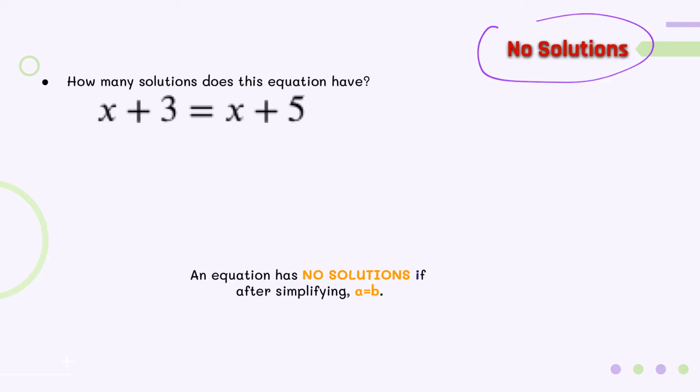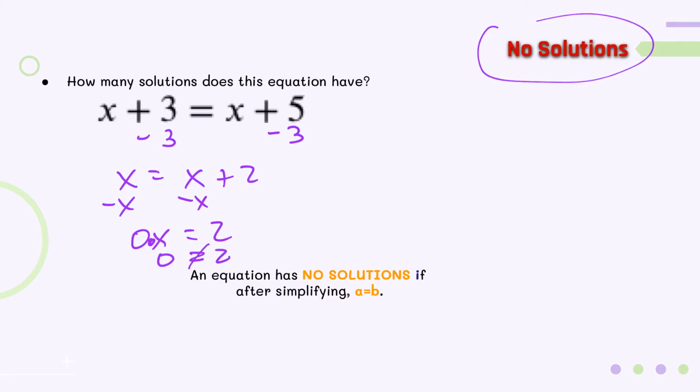Now for this example, no solutions. If we have x plus 3 is equal to x plus 5, and I try to simplify that by subtracting 3, I get x is equal to x plus 2. Now if I subtract x, I get 0x is equal to 2. Well, we know that anything times 0 is 0, and 0 does not equal 2.